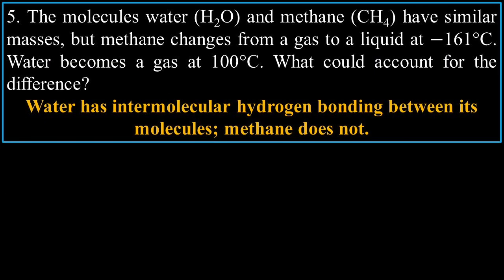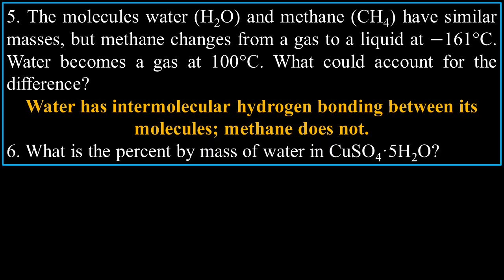It's hydrogen bonding. The water molecule and methane have similar masses, but methane changes from a gas to a liquid at negative 161 degrees Celsius. Water becomes a gas at 100 degrees Celsius. What could account for this? Water has intermolecular hydrogen bonding between its molecules. Methane does not.